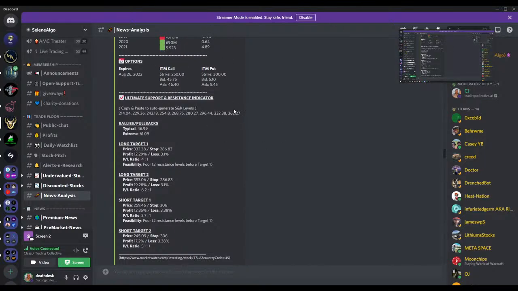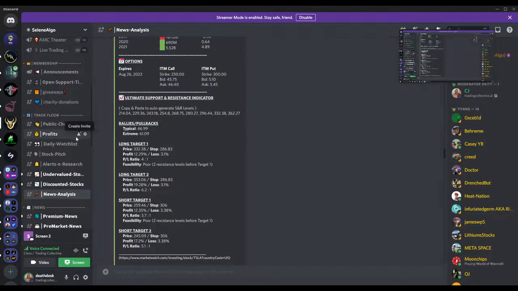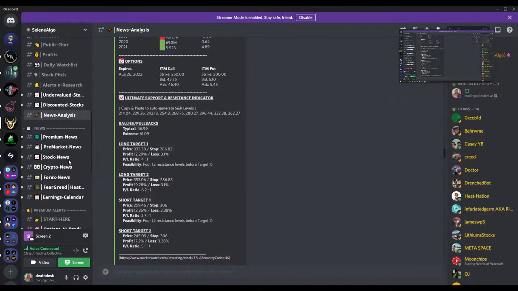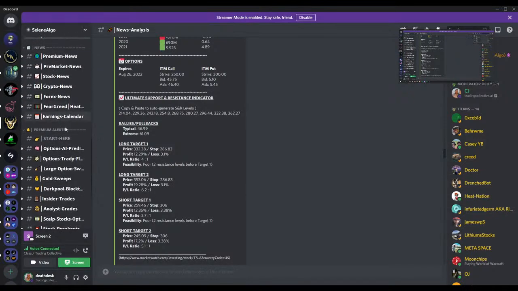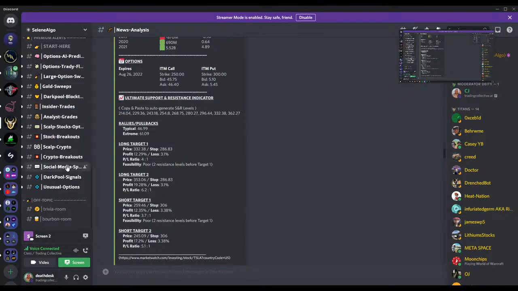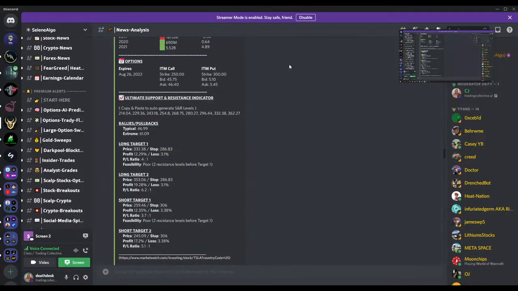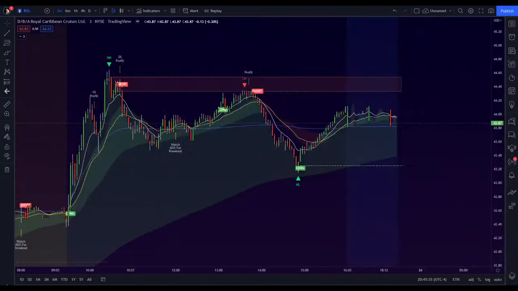If you guys have SeleneAlgo, you guys are already invited and should be in the SeleneAlgo server. There's a lot of support and resources available within here. This is just some of the resources that are included. We also have premium news channels and other alert channels within here as well. So make sure you guys are checking this out if you are new, and if you have been with us for a while, make sure you guys are using those resources because they're huge.